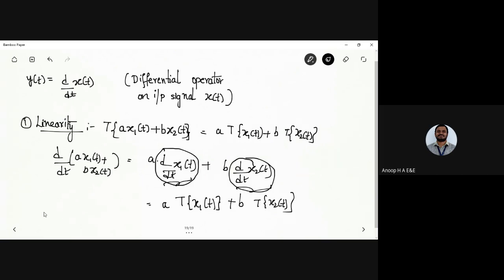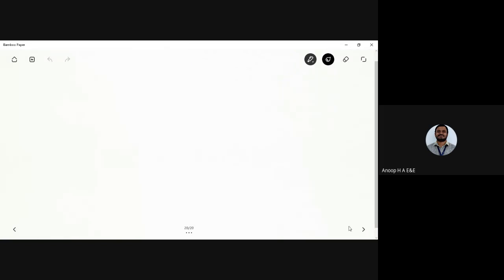Got it? So the system is said to be linear. We are going to call the system linear or non-linear depending on this weighted sum of the inputs. So we have verified the linearity property. Next, let's move on to time invariance.